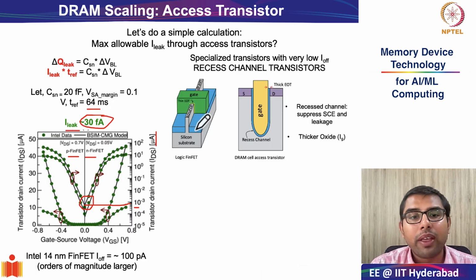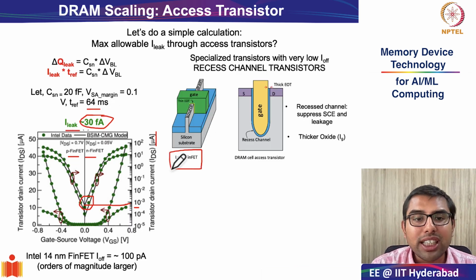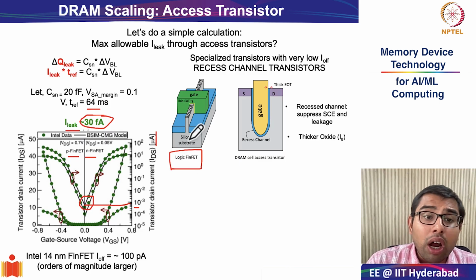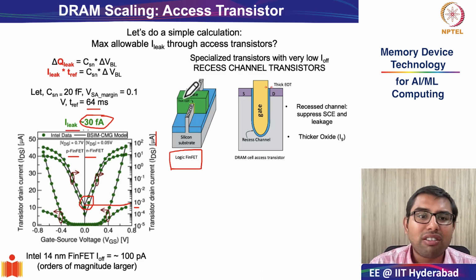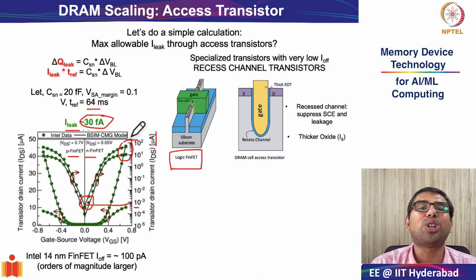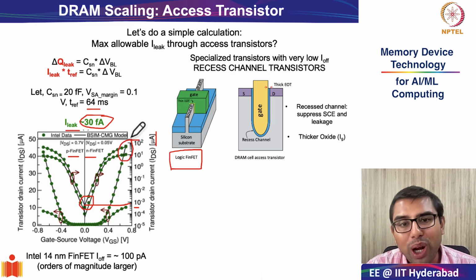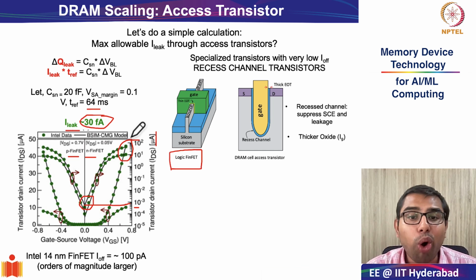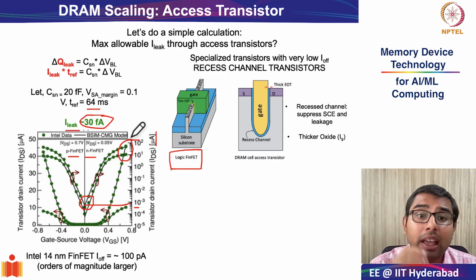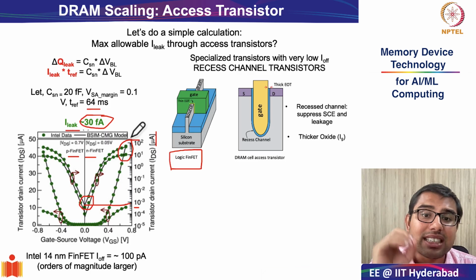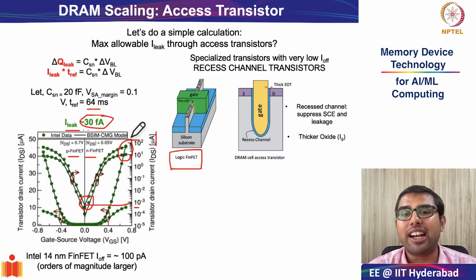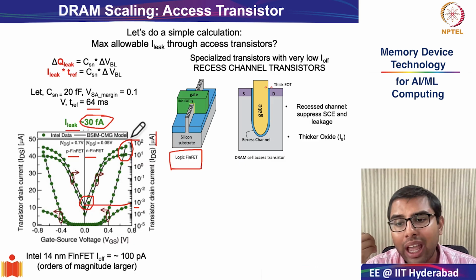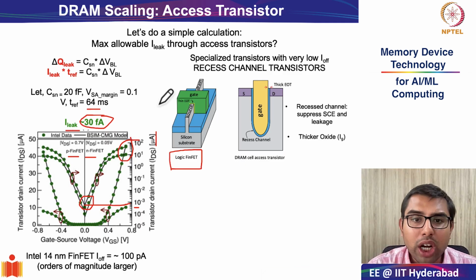And that is why your regular logic FinFET transistor, which is built for performance, so it has very high on currents, may not be suitable as an access transistor in DRAM technology, because the DRAM access transistor cell has to have very, very low leakage current. How do you do that? You facilitate the low leakage current by having something called a recess channel transistor.